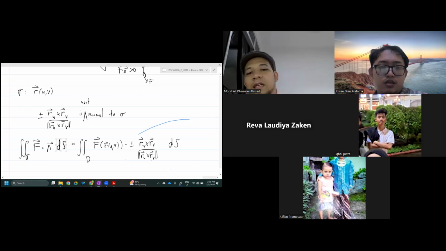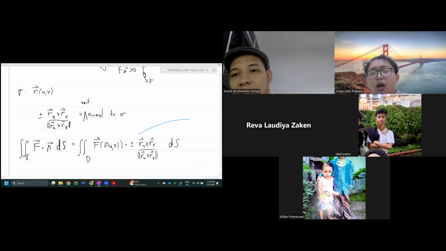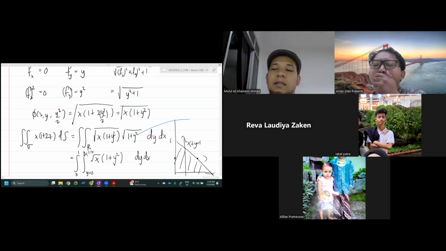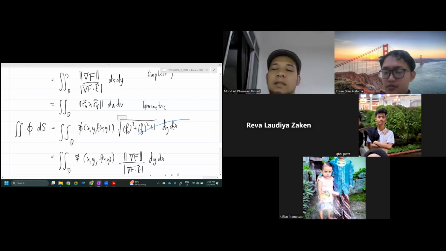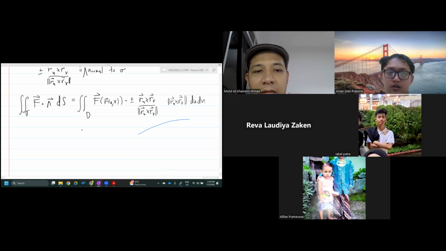Okay. So dS here is just the magnitude of r sub u cross r sub v du dv. We will cancel this one out, right? Because the scalar you can pull outside the dot product and then it cancels with this one. So the formula will look like this: F of r(u,v) dot the plus or minus normal. And there is also a formula for implicit form or explicit form.